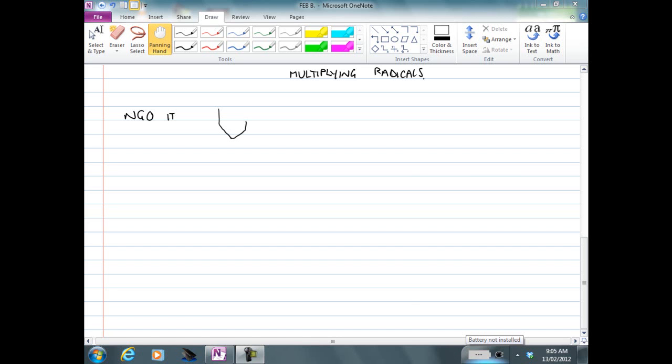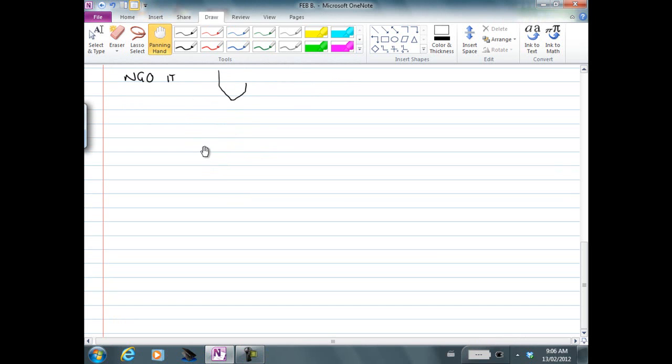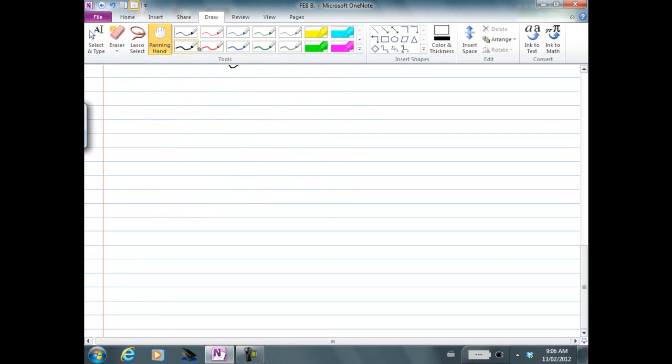So guys, your topic today is actually multiplying radicals. Now, multiplying radicals is an easy concept, but it takes practice to master. Here's how it works. Multiplying radicals works just like fractions did. Radicals and fractions really are very, very similar to each other.